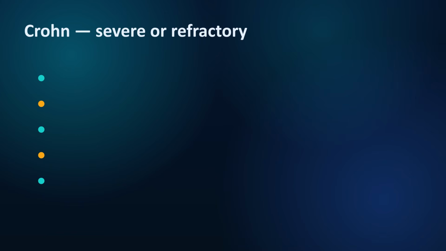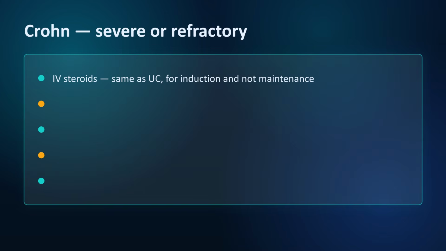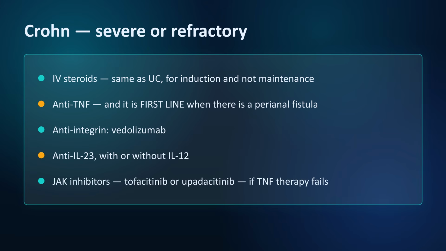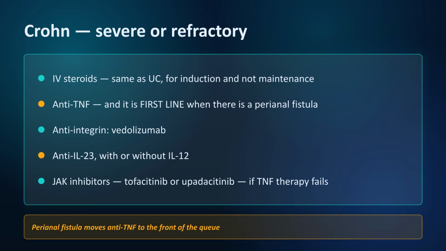Severe or refractory Crohn disease. Intravenous steroids, same as ulcerative colitis, for inducing remission and not maintenance. Anti-tumor necrosis factor, same agents as above. And here is a specific instruction to remember. It is first line when there is a perianal fistula. Then anti-integrin therapy with vedolizumab, anti-interleukin 23, with or without interleukin 12, and Janus kinase inhibitors, tofacitinib or upadacitinib, if anti-tumor necrosis factor therapy has failed. That perianal fistula rule moves anti-tumor necrosis factor straight to the front of the queue. Fistulizing disease also usually needs surgical assessment alongside the drug.